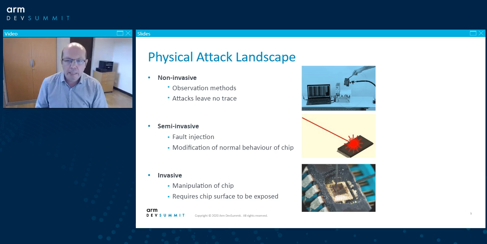Okay, so now focusing only on physical attacks. I have put them in 3 categories. The non-invasive attacks are only observation of the circuit, so you're measuring something. With semi-invasive attacks, the intent is to modify the behavior of the chip with respect to its response. And finally, the invasive attacks require a physical modification of the circuit, for example with a FIB.